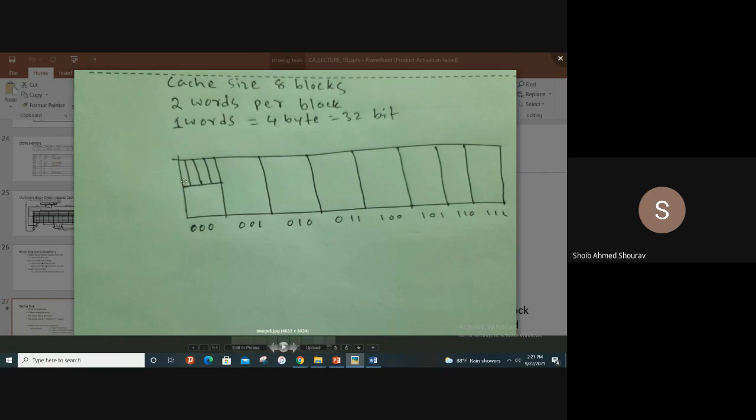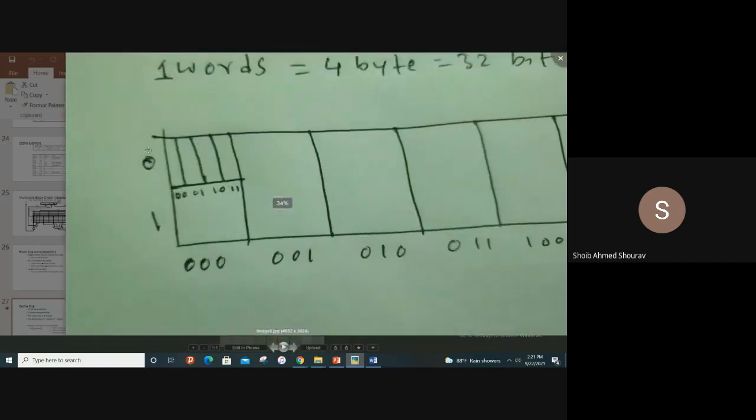Now to index them in binary, how many bits do we require for 4 bytes? 1, 2. Very good, 2 bits. 00, 01, 10, 11. And this word is 0 number word. This word is 1 number word. Let me show you in this picture. So this is 0 number word. This is 1 number word. And this byte is 00 number byte. This byte is 1 number byte. This byte is 2 number byte. This byte is 3 number byte.